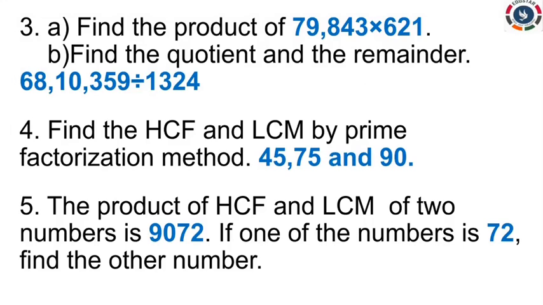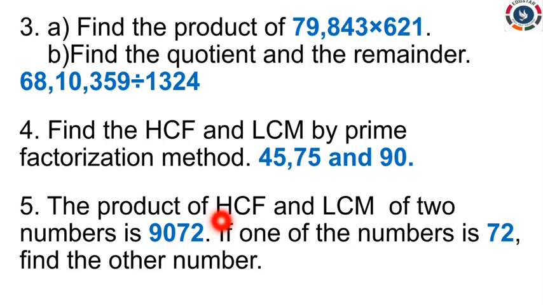Fourth one, find the HCF and LCM by prime factorization method. 45, 75 and 90. Use a separate value to find the factors. Finally, you have to use all the factors to find HCF and LCM. Then fifth one, the product of HCF and LCM of two numbers is 9072. If one of the numbers is 72, find the other.